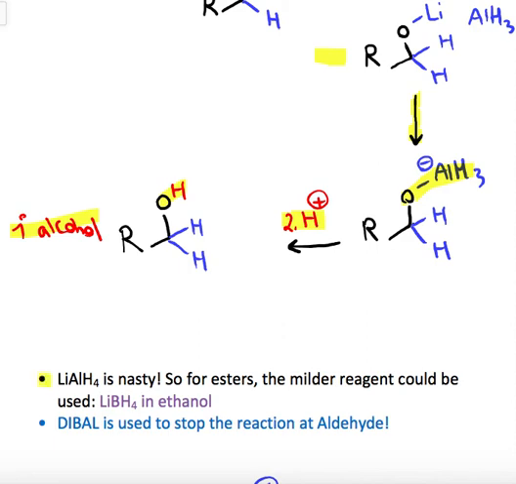So lithium aluminum hydride is actually a nasty reagent to work with. It can cause fire when it comes in contact with water, or it can also decompose explosively when heated above 120 degrees. So in real life, for esters, you could use the milder version, which is lithium borohydride in ethanol, so that you don't have to work with this nasty reagent. The mechanism is still the same, so the hydride ion acts as the nucleophile.